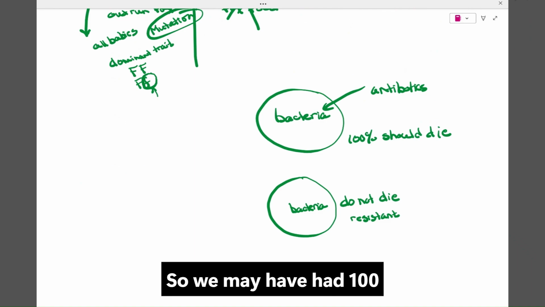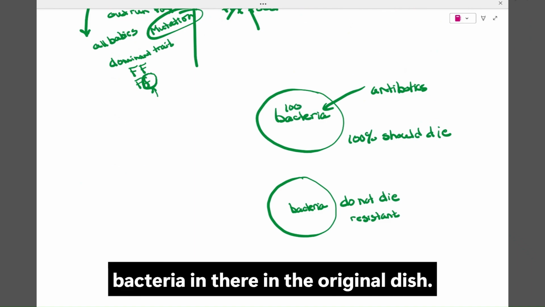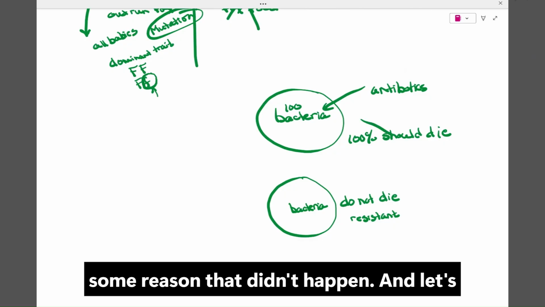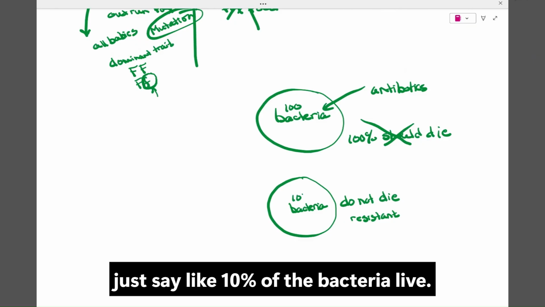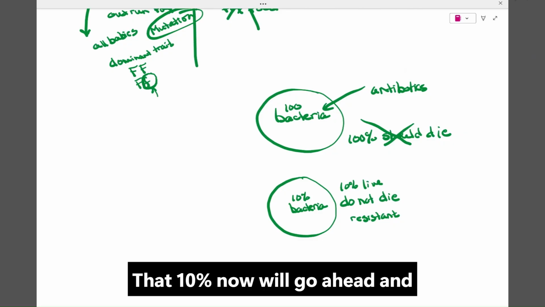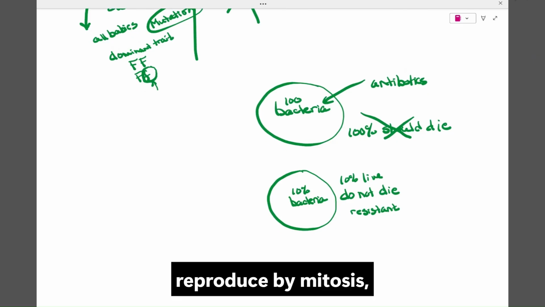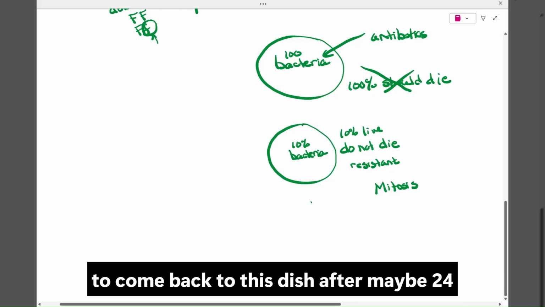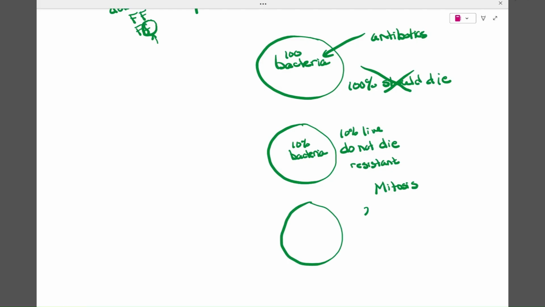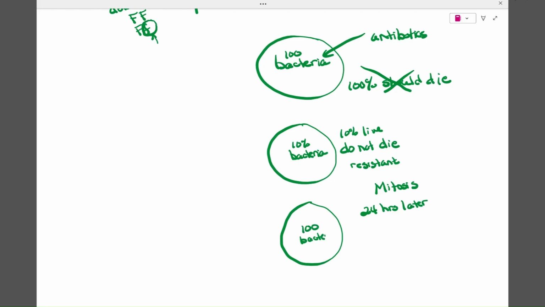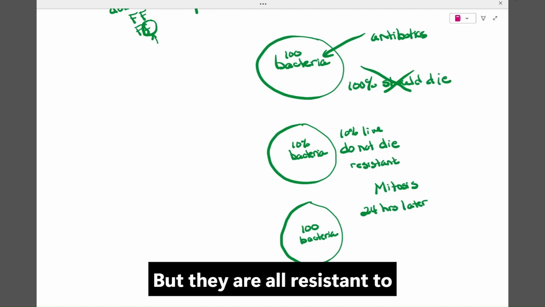So we may have had 100 bacteria in there in the original dish. And we would like 100% to die. But for some reason, that didn't happen. And let's just say like 10% of the bacteria live. That 10% now will go ahead and reproduce by mitosis, which means they're going to make an exact copy of themselves. And we're going to come back to this dish after maybe 24 hours later, and we're going to see the dish filled with 100 bacteria again. But they are all resistant to antibiotics.